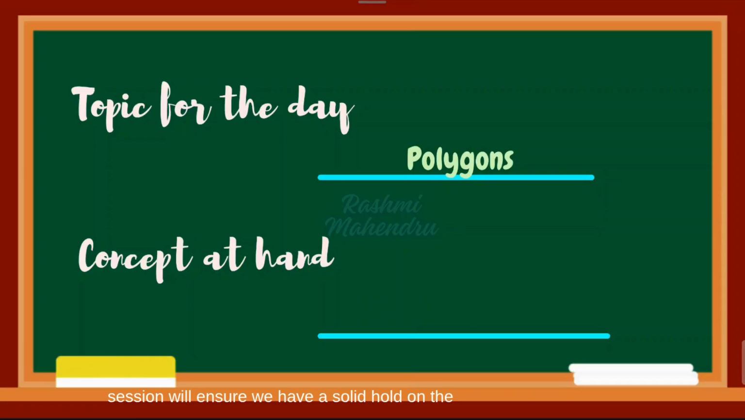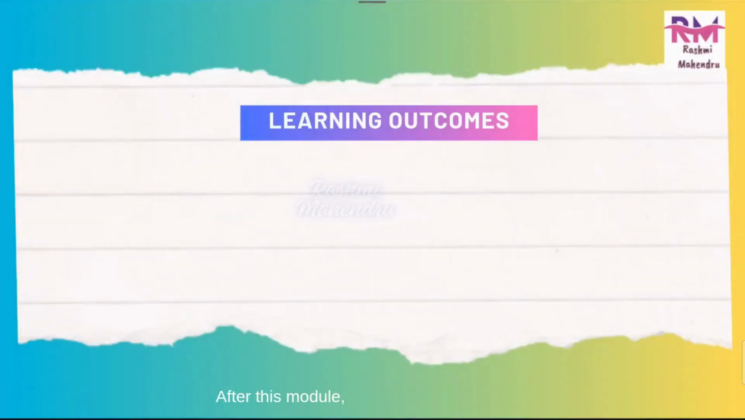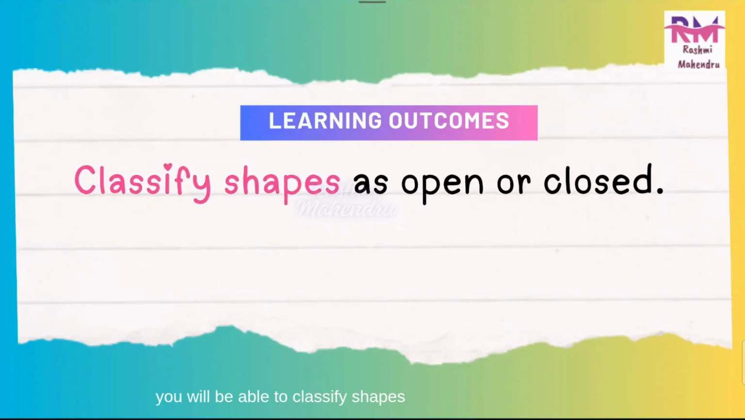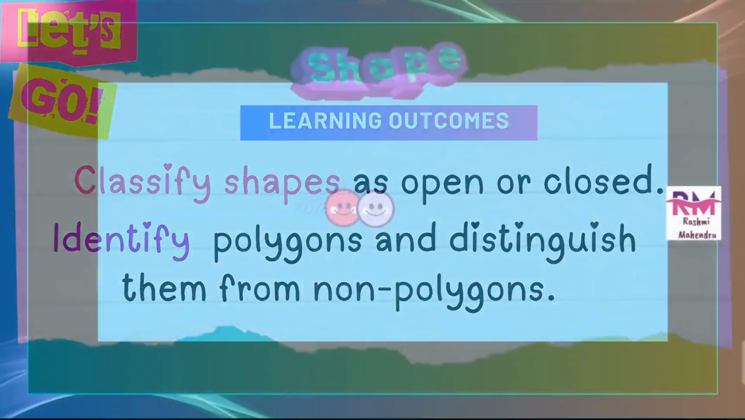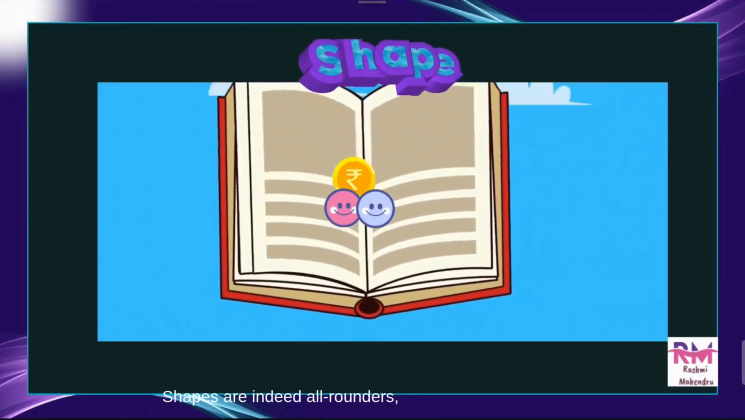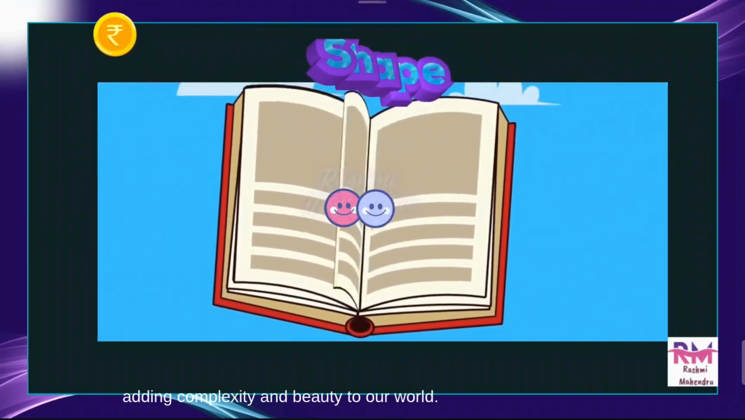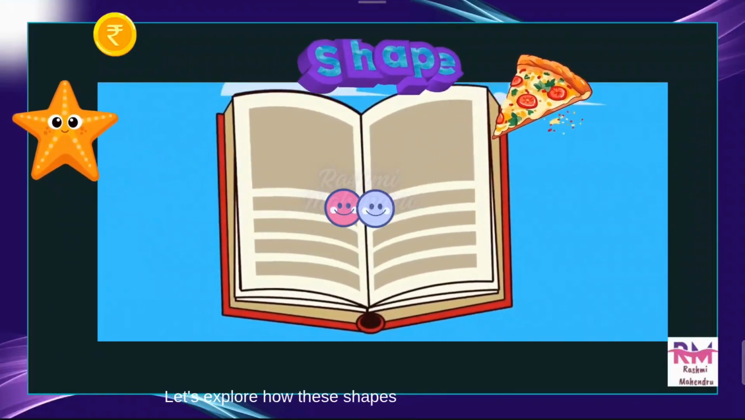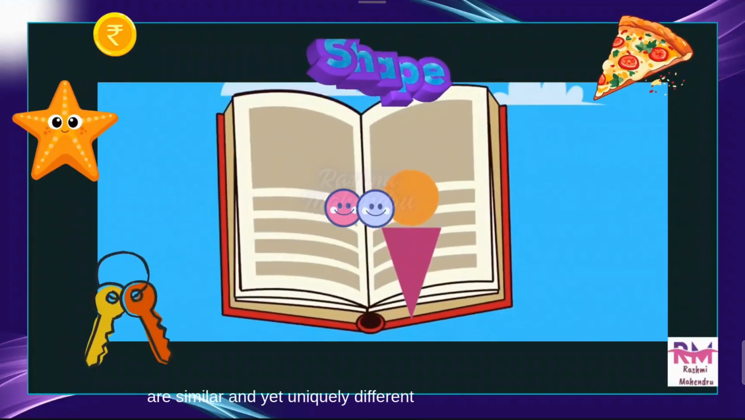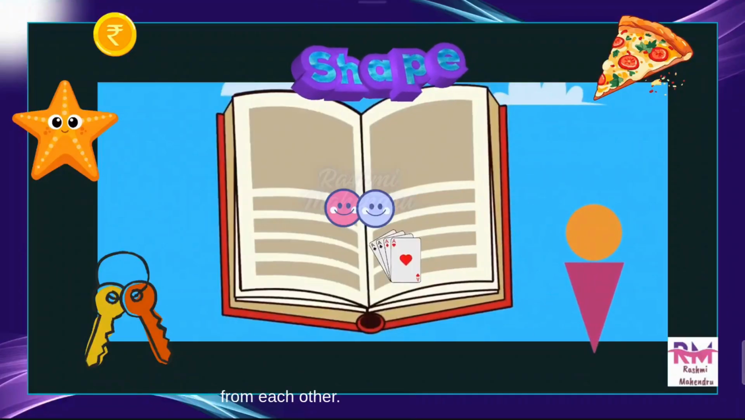Today's session will ensure we have a solid hold on the basics of polygons. After this module, you will be able to classify shapes as open or closed, identify polygons, and distinguish them from non-polygons. Shapes are indeed all around us, adding complexity and beauty to our world. Let's explore how these shapes are similar and yet uniquely different from each other.